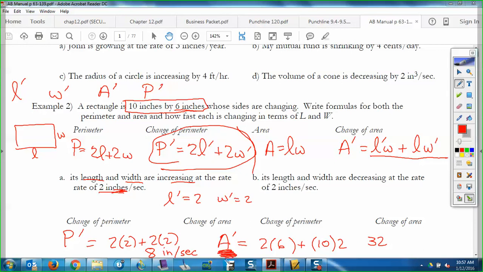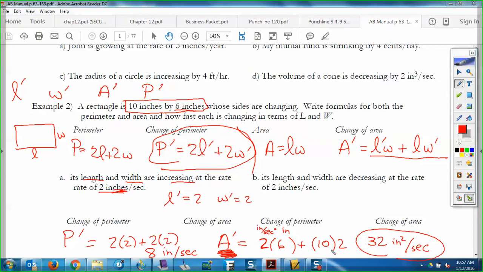This is area now. So wouldn't it be square inches per second? No, you don't square a second. Now, why is that? Well, what were the units on this 2 right here? 2 is L prime. That's 2 inches per second. Times what were the units on 6? Inches. So don't we have inches per second times inches? That's square inches per second.